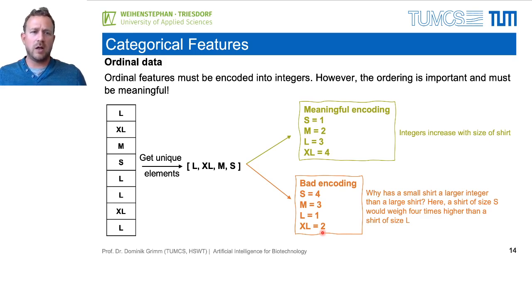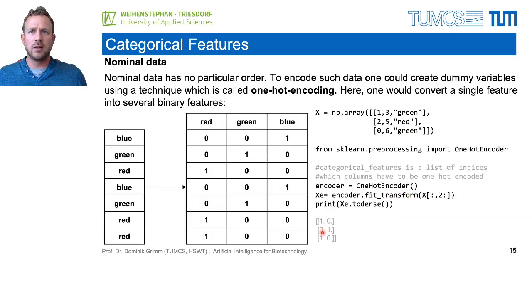So ordinal data we now know how to encode, but what about nominal data? As we said, nominal data has no particular order. So to encode such data, what we have to do is create so-called dummy variables. And for this we can use a technique that's called one-hot encoding. What we do in one-hot encoding is that we convert a single feature into several binary features.